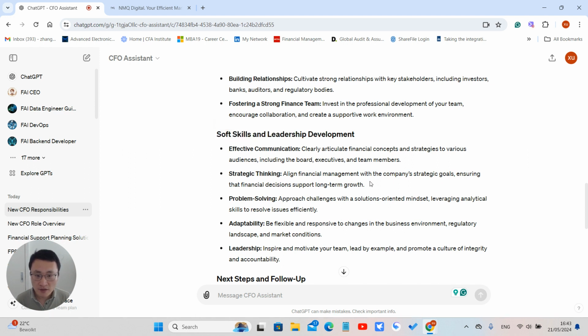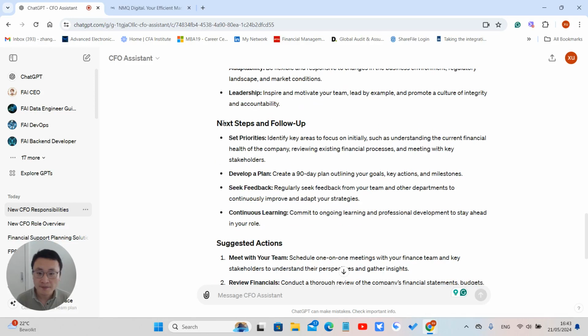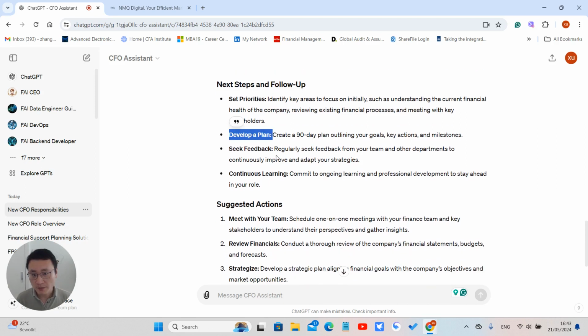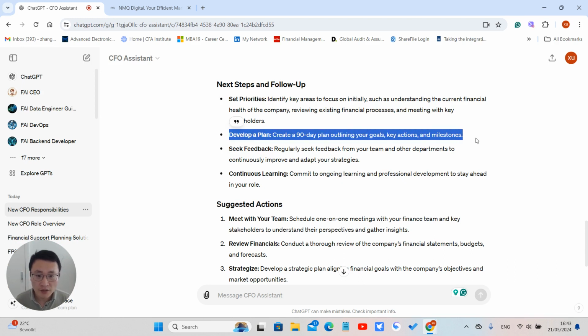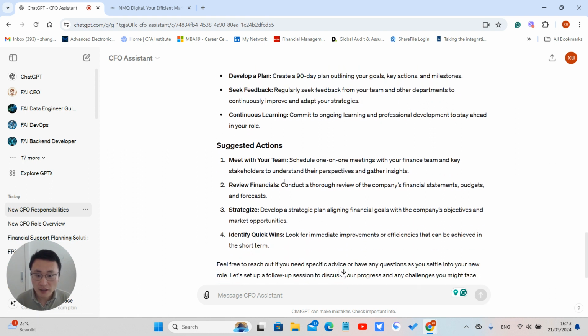It also mentions soft skills and leadership development, something about effective communications, strategic thinking, problem solving, adaptability, leadership, and the next steps and follow-ups. So it suggests us to develop... By the way, I will not go through all the details. I just read it and see something interesting, I just highlight it. So it says, okay, develop a plan, create a 90-day plan, outline your goals, key activities, and milestones. I think it's pretty good. Seek feedback from your team and departments, and continuous learning, of course.